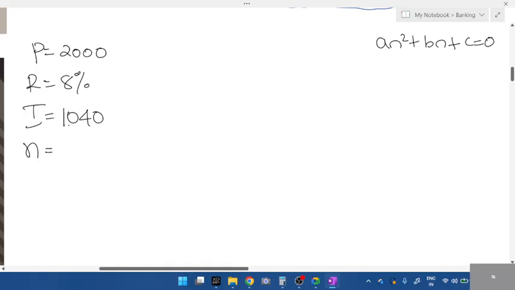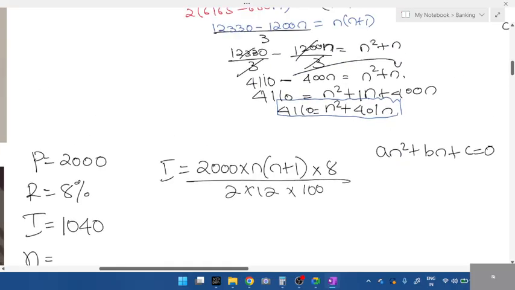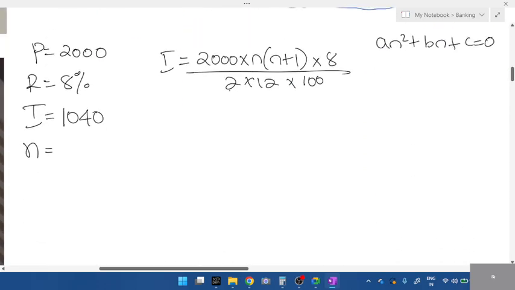Look here, MV is not given, maturity value for this question. So I is given, use the I formula. I is equal to P, which is 2000, into n into n plus 1, R is equal to 8, over 2 into 12 into 100. See, last time maturity value was given, students. We took I, right? This time I is given directly.